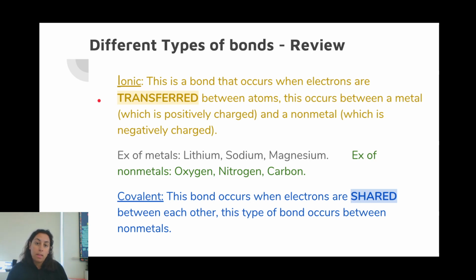Examples of metals, we have lithium, sodium, magnesium. Examples of nonmetals, oxygen, nitrogen, carbon. If you're struggling with where to find metals and nonmetals on the periodic table, do please come to see your teacher. The other type of bond is a covalent bond, and this happens when you have 2 nonmetals. Neither one is stronger than the other, so neither one can actually take the electron from the other. So they end up just sharing their electrons together to achieve a full valence shell.